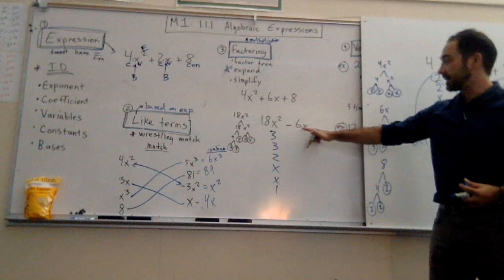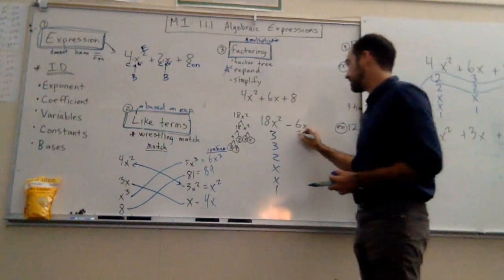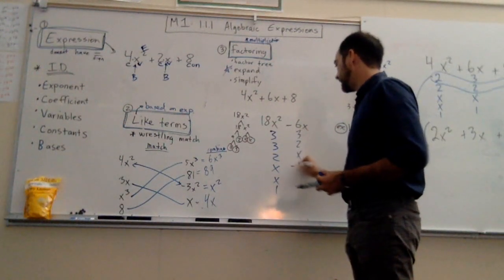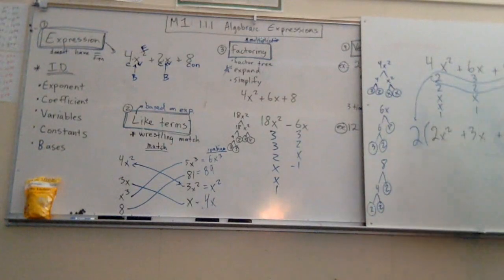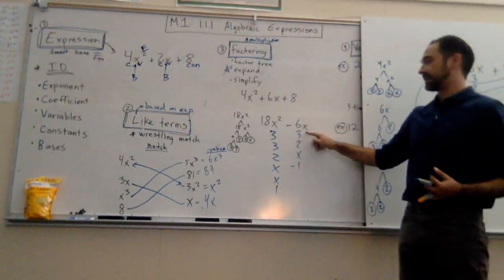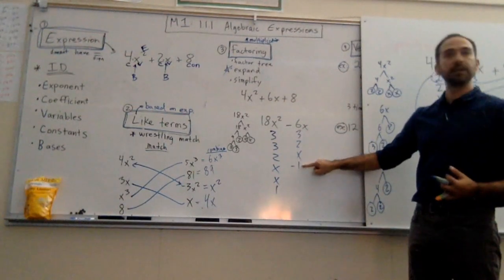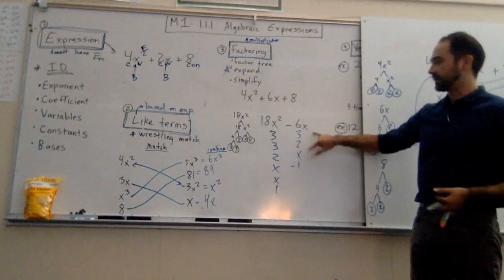All right, how about this negative 6x? How about 3, 2, x, and in this case, negative 1? So what I just did was negative 6x is 3 times 2 times x times negative 1. You could have factor treed. I just did it this way.